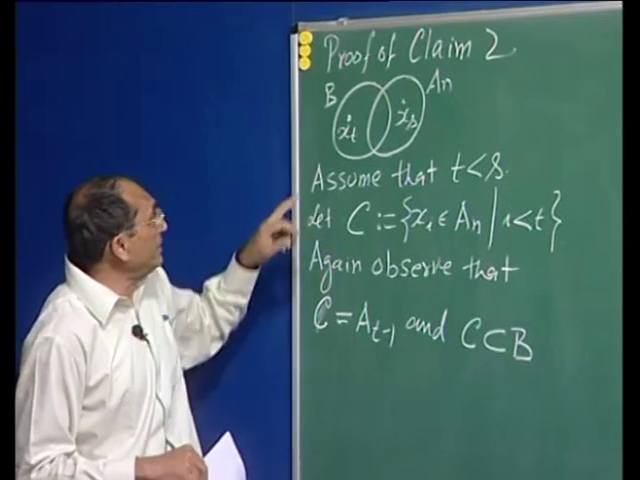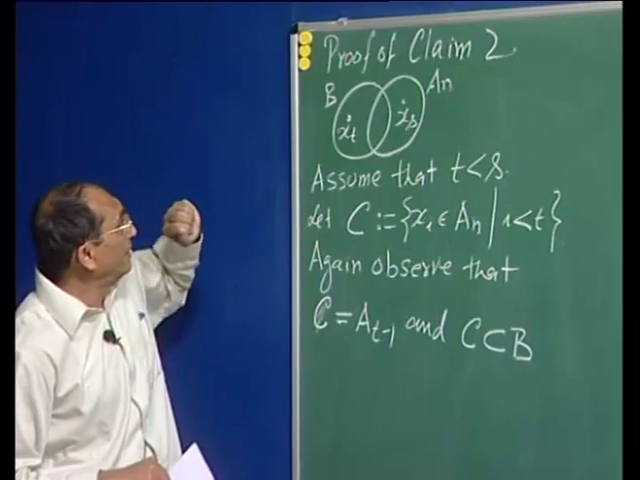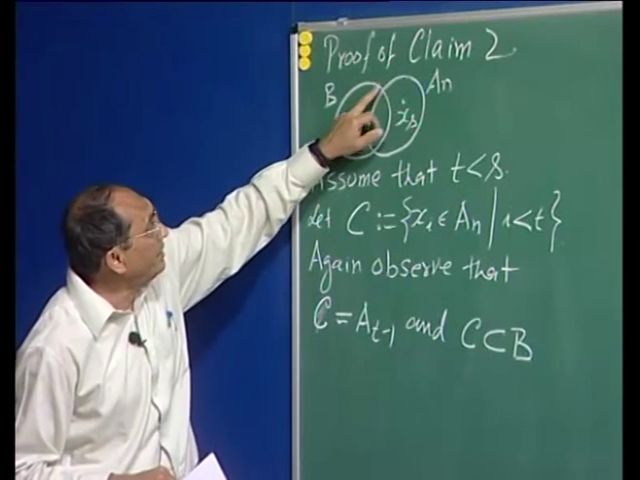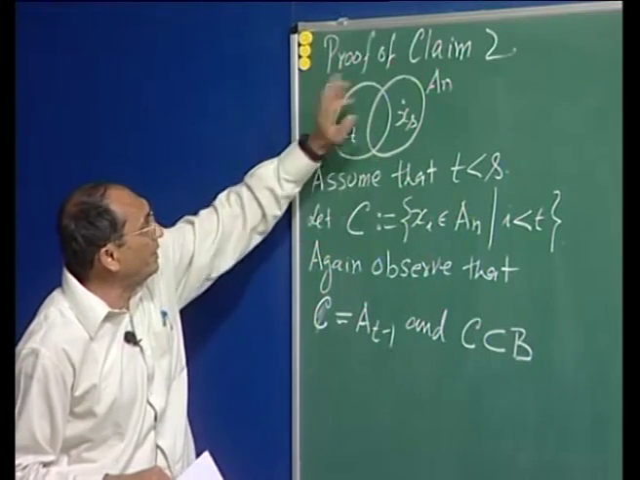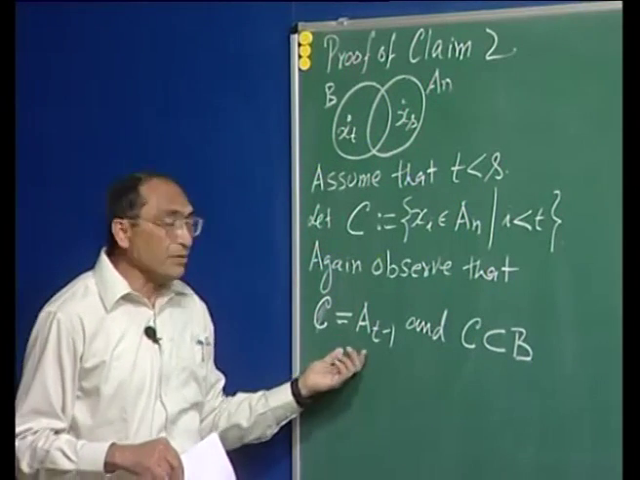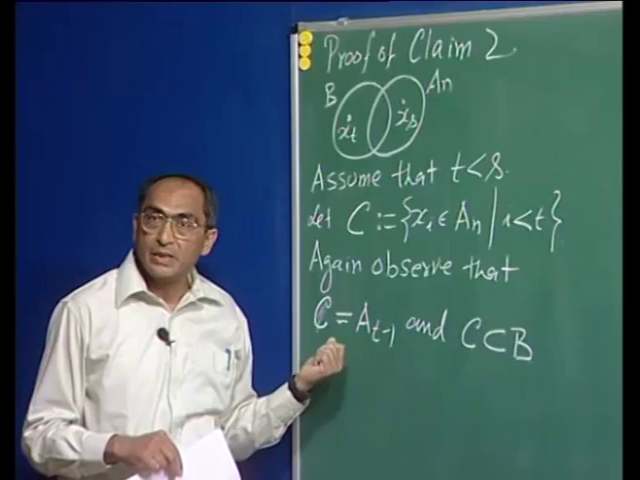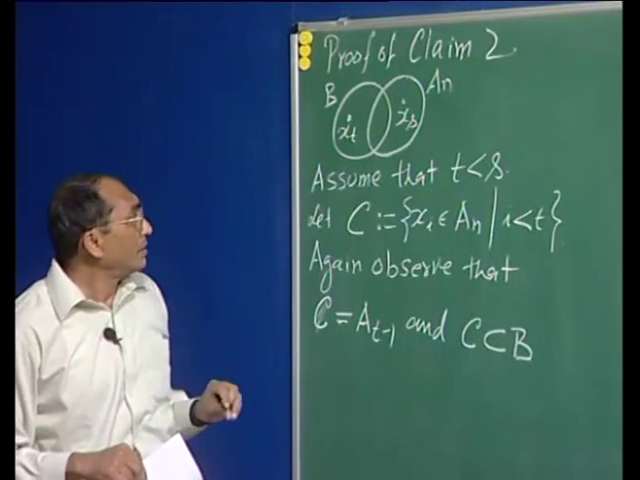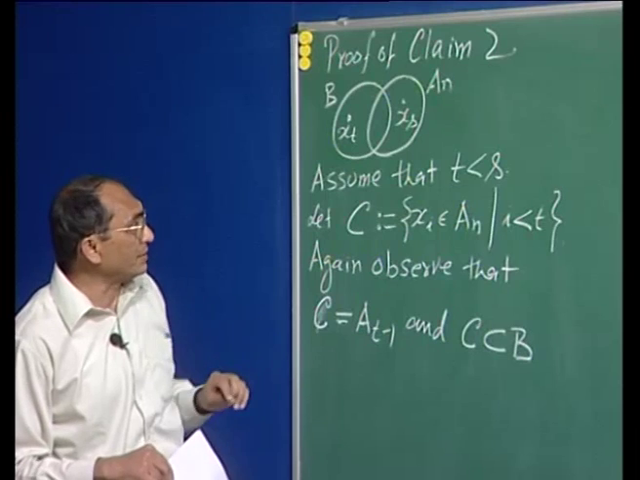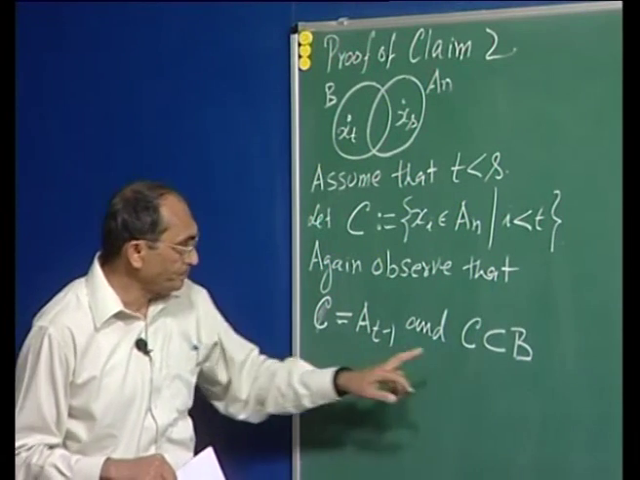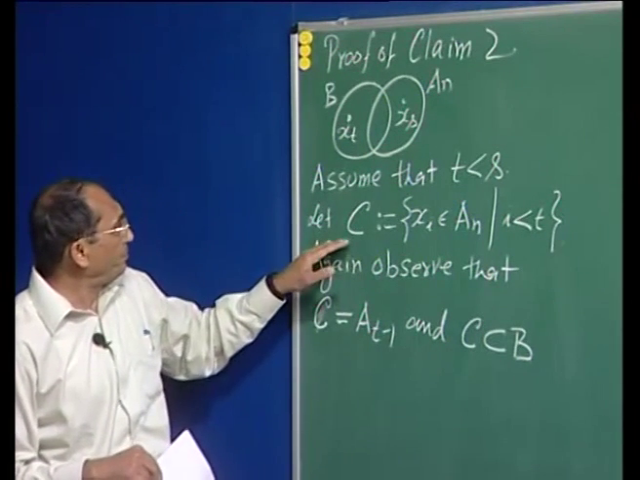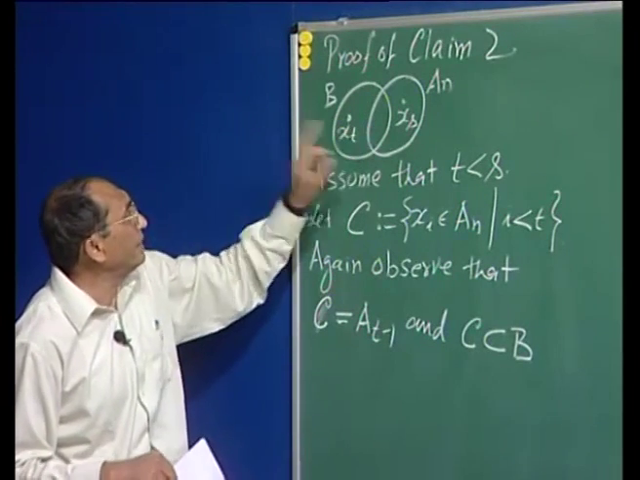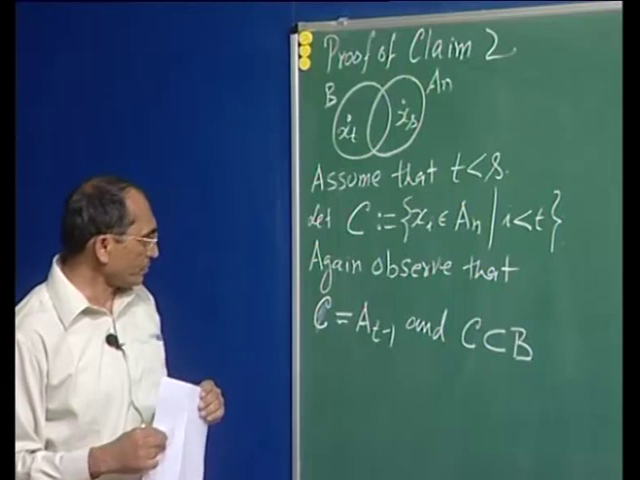Notice that all the indices in B minus A and in A n minus B are greater than or equal to t. Hence, everything smaller than t must be in the common region. Hence, our particular set C must be contained in the intersection of the two. Okay.